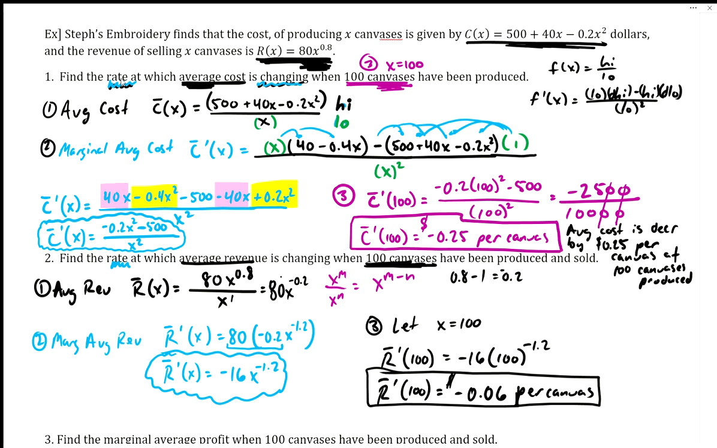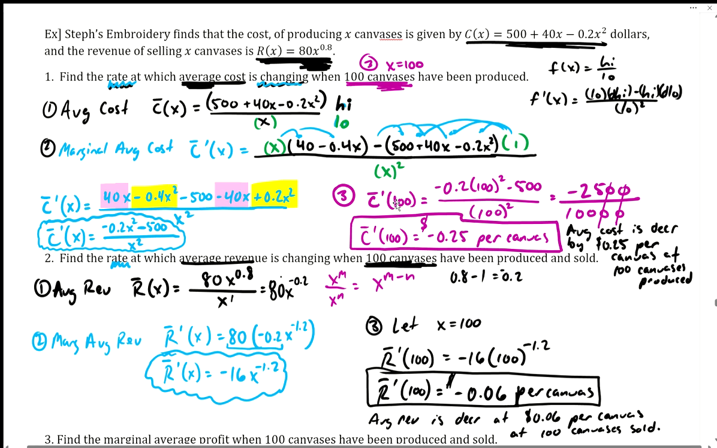Okay, so that also means our average revenue is decreasing at a rate of 0.06, so 6 cents per canvas at 100 canvases sold. Okay, but comparing the two, so notice the marginal revenue, it's decreasing, but cost is decreasing more, so this might be fine. Okay, so that might be okay.